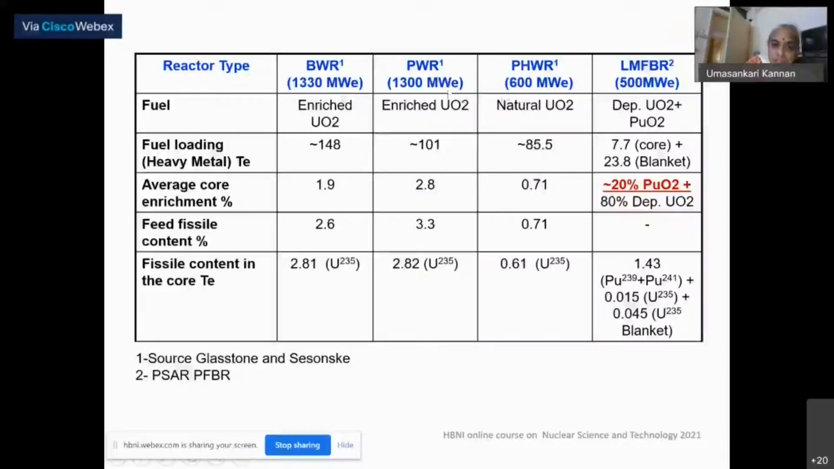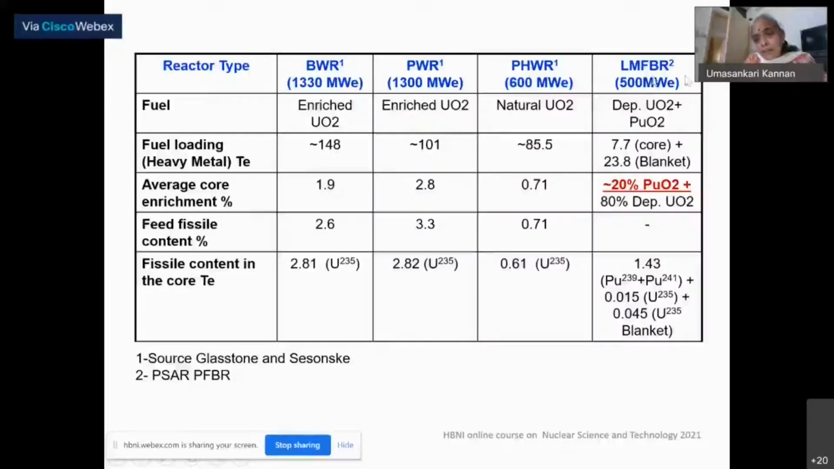Whereas in a PWR of similar capacity, you would require 100 tons of fuel. The average enrichment here is 1.9, and the average enrichment in a PWR is 2.8. PHWRs you already know. We are using natural uranium fuel, so the uranium-235 content is 0.71, and the general 600 megawatt core contains 85 tons of natural uranium oxide. And the fissile feed, this is basically the fissile content. This is the average enrichment of the core, and this is the amount of fissile which is required to refuel the reactor. So this is about 2.6, and this is 3.3 in PWR.